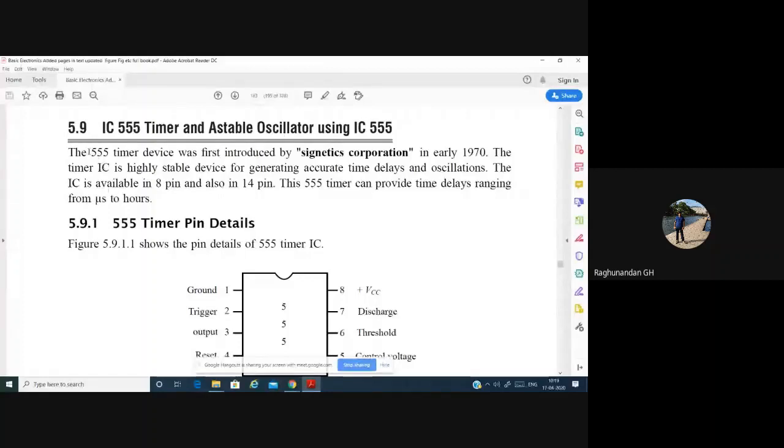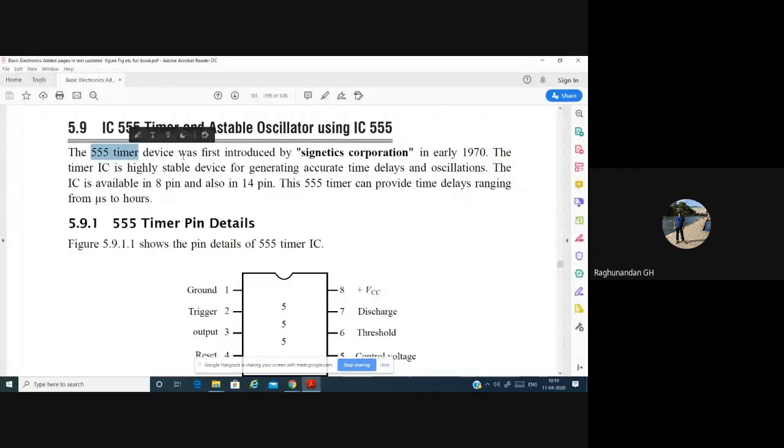So 555 timer is one of the widely used ICs to produce signals. Till now, whatever we have studied are oscillators using discrete components. Discrete component means taking the components individually and arranging them. IC means integrated circuit, so everything is integrated. We'll be having a single chip, and everything will be inbuilt inside it.